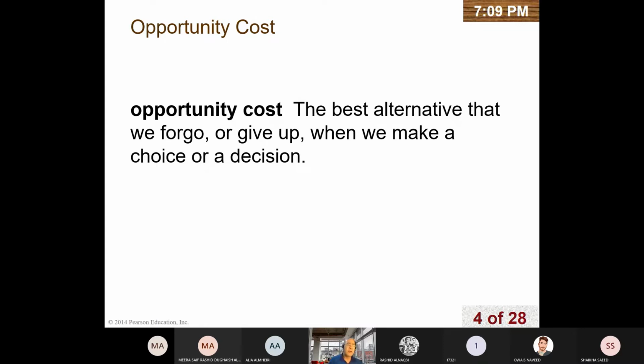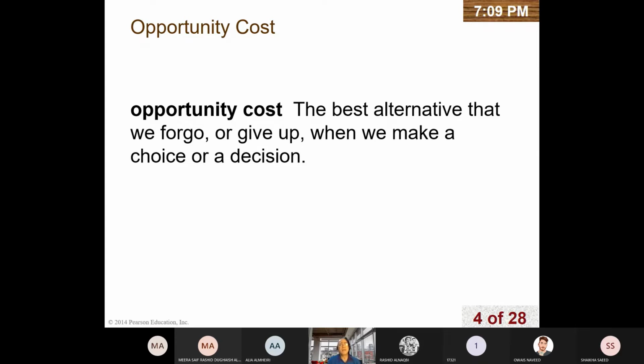For example, I'm working in Skyline, but I will resign. I will give up this job because I got a better offer. So to give up an option. Okay, so what is the opportunity cost in Arabic? According to my dictionary, تكلفة الفرصة البديلة. Opportunity cost, تكلفة الفرصة البديلة.